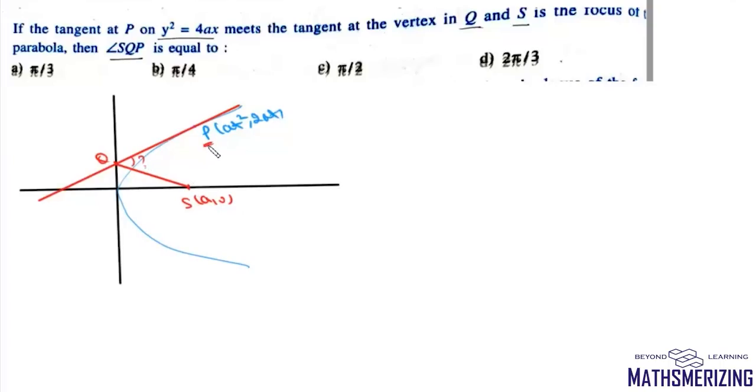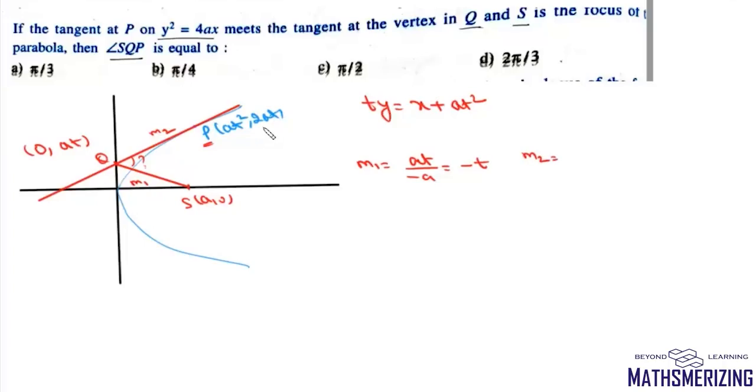So we know that the equation of the tangent at any point P will be ty = x + at². Now this point Q lies on the y-axis, so I'll put x as 0. If I put x as 0, I'll get y as at. So this point Q is (0, at). Now we need to find the angle between SQ and PQ, so we'll find m1 and m2. So what's m1? m1 in this case will be at upon minus a, so it will be simply minus t, and we'll find m2.